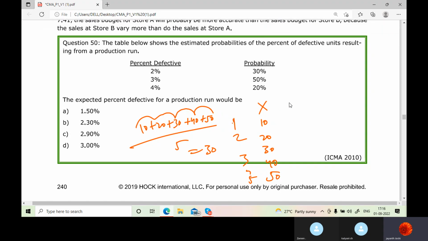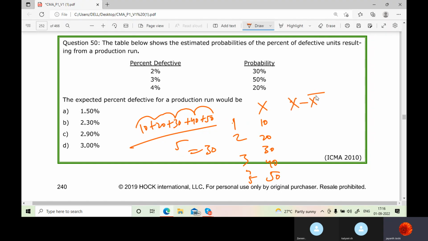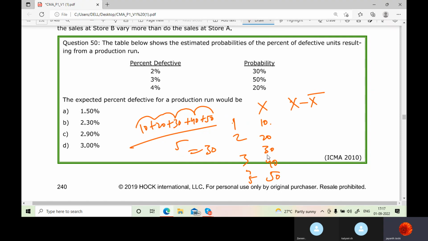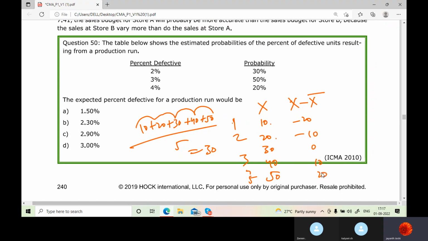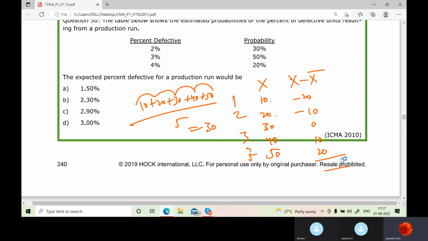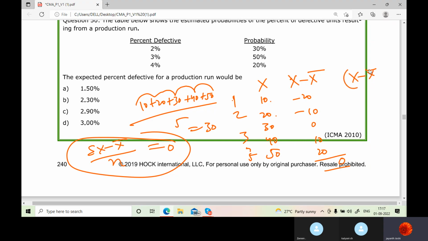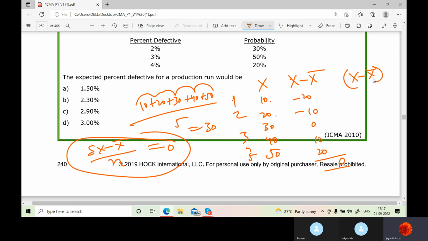Now, deviation from average, we have to see x minus x bar. That means how much each value is away from the average. So 10 minus 30 is minus 20, minus 10, 0, 10, 20. When you see, the sum of the deviations is always equal to 0. If I have to find the standard deviation, sigma x minus x bar by n is always equal to 0. I can never find it, because it's a very important property of the mean that the sum of deviations is always equal to 0. So I need to square them to remove the negative values.